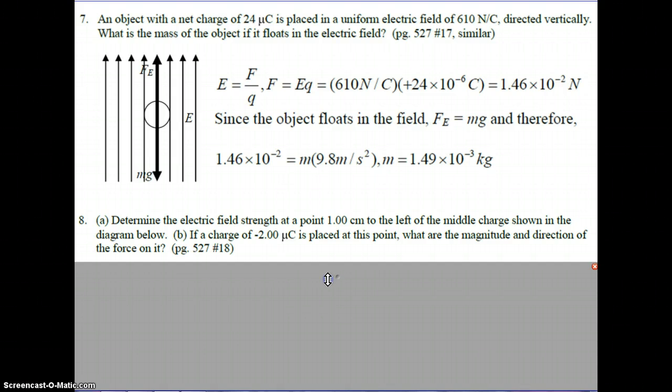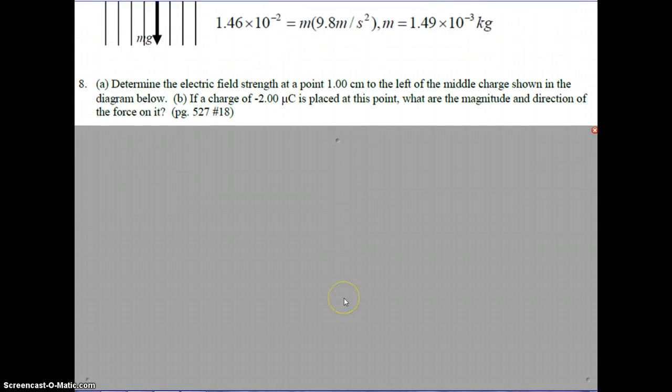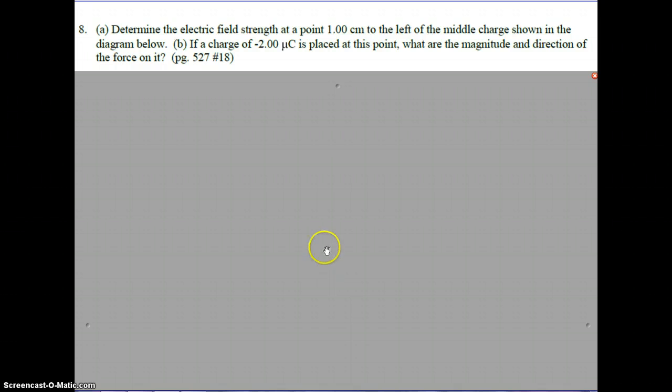Moving on to number 8. Determine the electric field strength at a point 1 centimeter to the left of the middle charge shown in the diagram below. And then in B, they want the magnitude and direction of the force if we place a negative 2 microcoulomb charge at that spot.